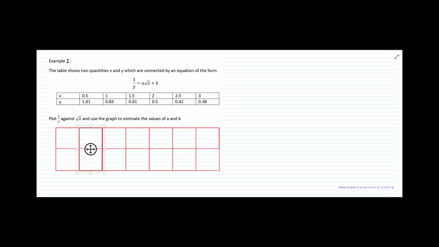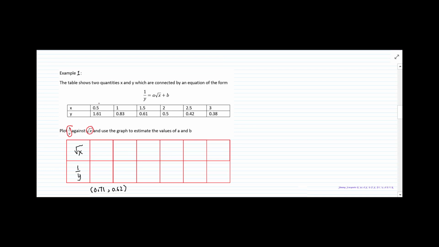Okay, for example number 1, the question wants us to plot 1 over y against root x. So I have to make a table of root x and 1 over y. Okay, how to find root x? To find root x, you have to look at the value of x. The first value of x is 0.5. So take your calculator and write root of 0.5. The result is 0.71. So I write 0.71 right here.